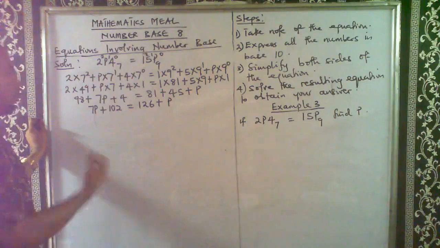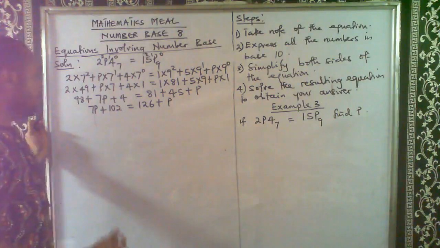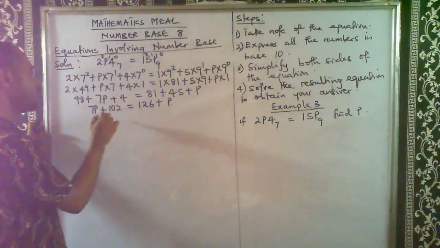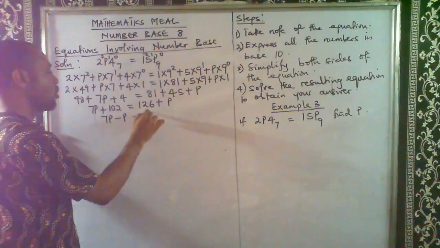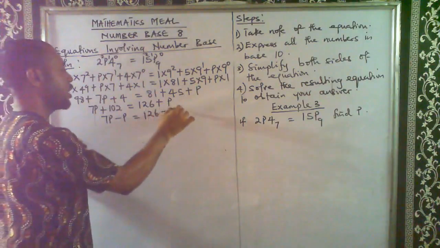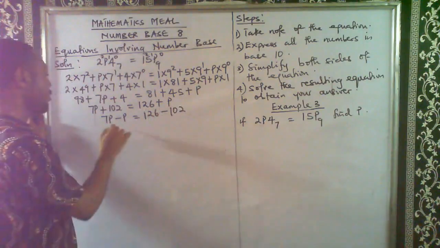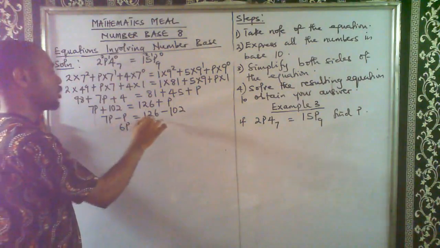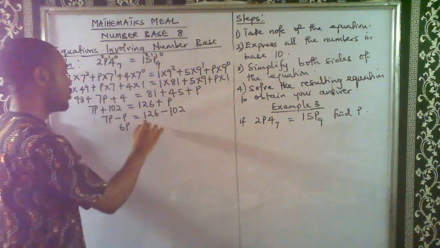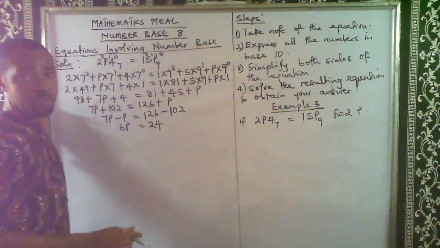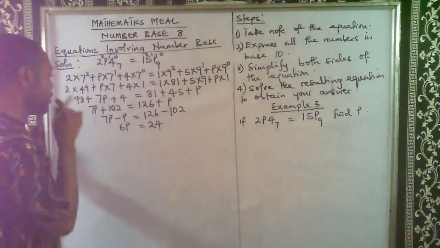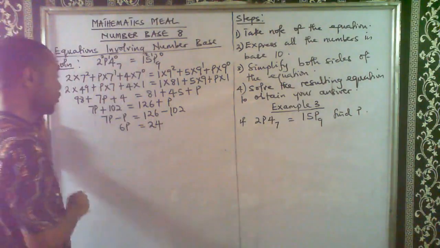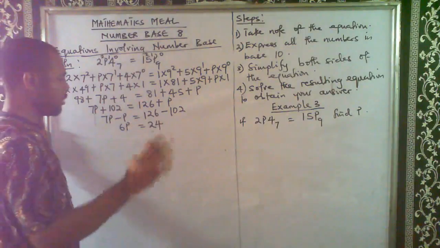Okay, so we now gather like terms. So p and 7p, so I can write 7p minus p equals 126 minus 102. That will give me 6p equals 126 minus 102, which will give us the beautiful 24. Yeah, 24 is beautiful. It's 2 dozens, that's why it's beautiful. There are other reasons why 24 is beautiful. Very beautiful number.